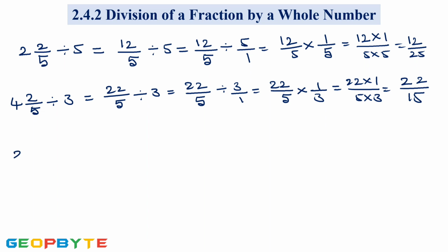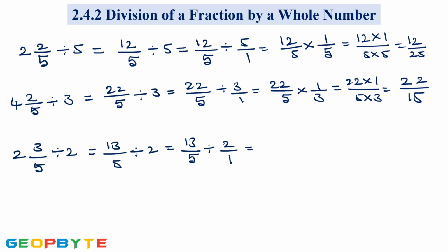Next, one more example. 2 3/5 divided by 2, which is equals to, here the first fraction is a mixed fraction, so we need to convert the mixed fraction into an improper fraction. That is 5 2s are 10 plus 3, 10 plus 3 is 13 by 5 divided by 2, which is equals to 13 by 5 divided by 2 by 1, which is equals to 13 by 5 into the reciprocal of 2 by 1.